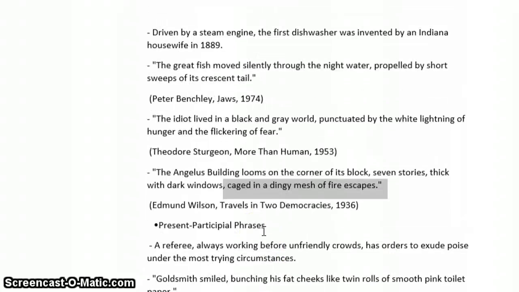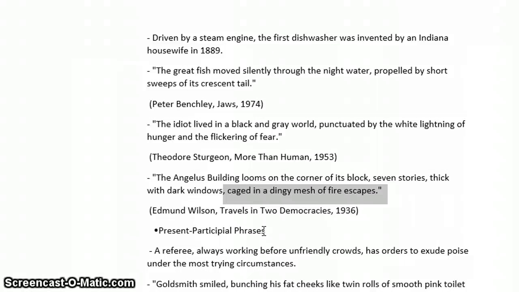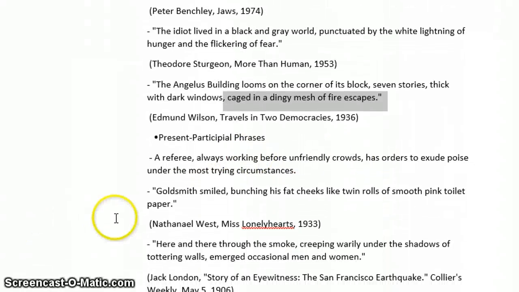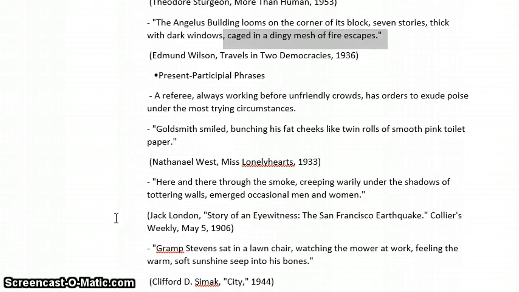A present participial phrase is the ing form, okay? As if it is happening now, or the state of being is happening now to the object. Let's go ahead and look at this one. "A referee, always working before unfriendly crowds, has orders to exude poise under the most trying circumstances." So here we have working as the participle, and this phrase here, always working before unfriendly crowds, as the whole participial phrase. Okay.